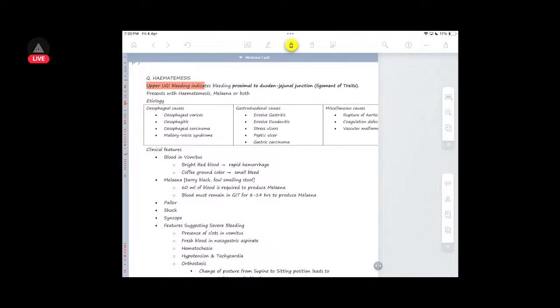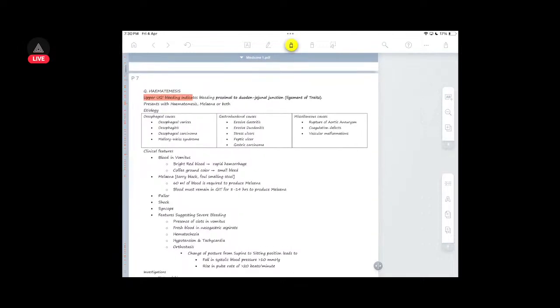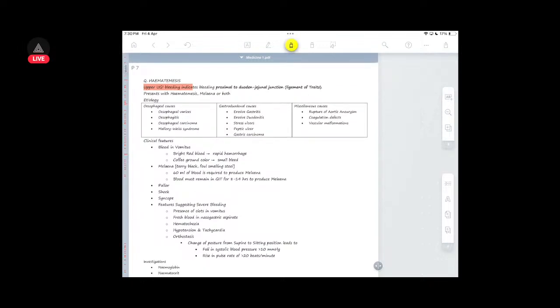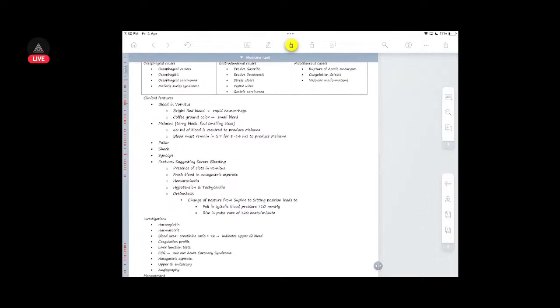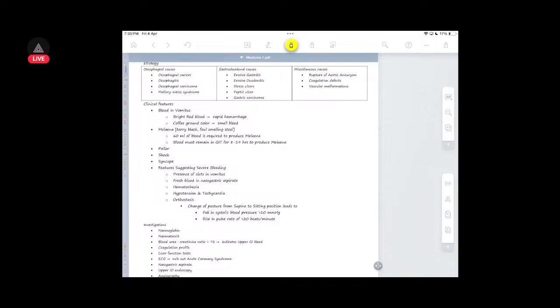So etiology, it can be esophageal causes, it can be duodenal causes, it can be miscellaneous causes. Esophageal causes, you have varices, esophagitis, esophageal carcinoma, Mallory-Weiss syndrome. Gastroduodenal causes, you have erosive gastritis, erosive duodenitis, stress ulcer, peptic ulcer, gastric carcinoma. And miscellaneous causes, you have rupture of aortic aneurysm, coagulation defects, and vascular malformation.